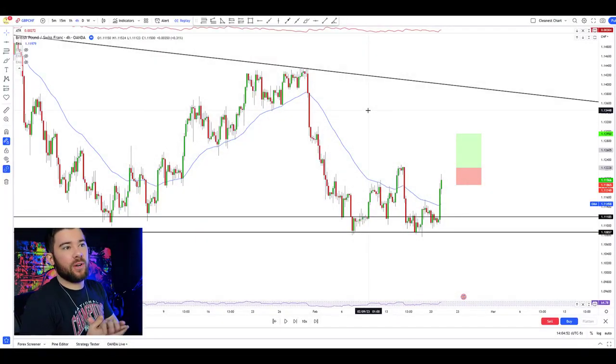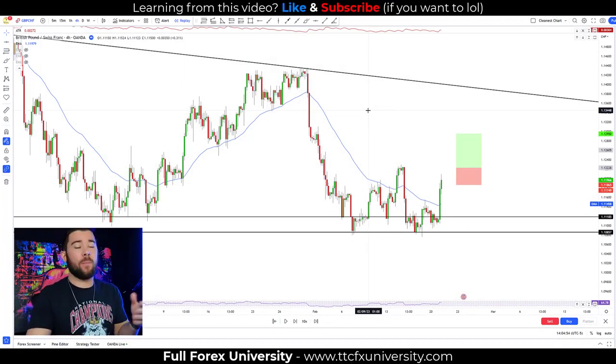Welcome back, and let's go ahead and get started with looking at this setup itself. We're on the pound Swiss here. This is a live trade we had, so I'm going to walk you through this trade.